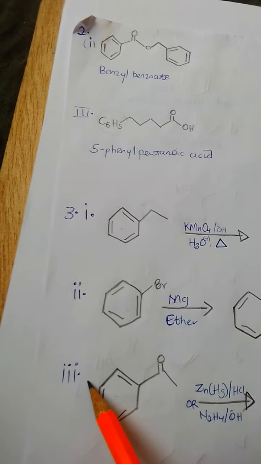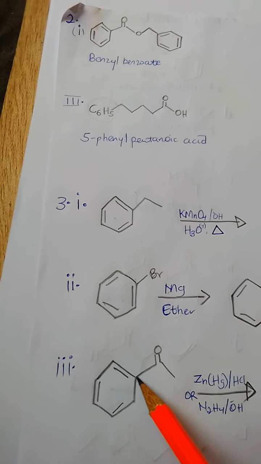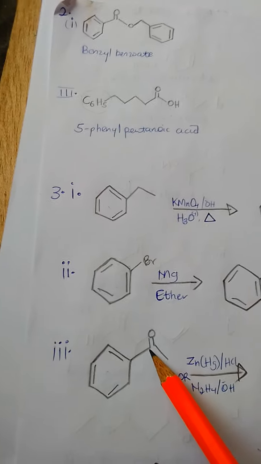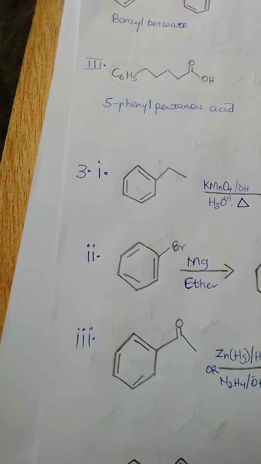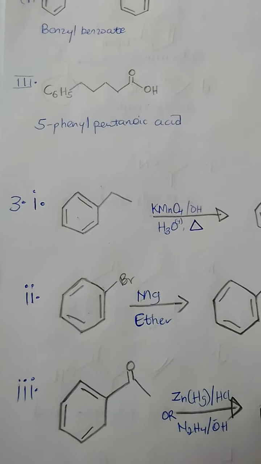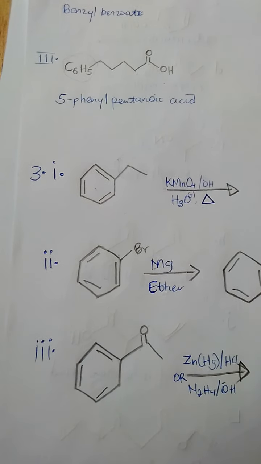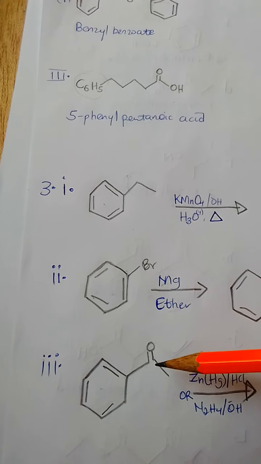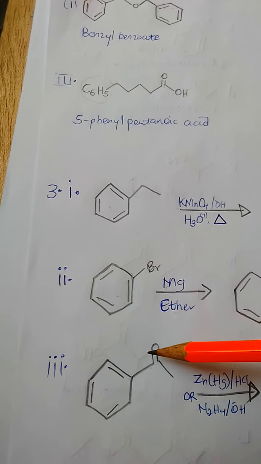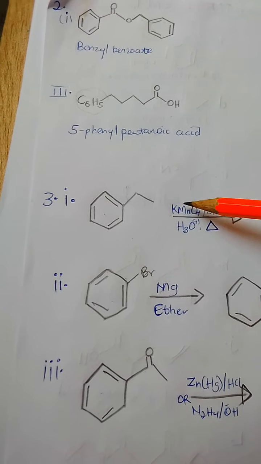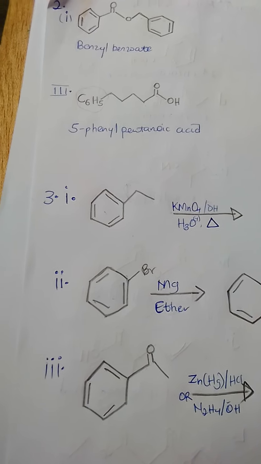Next, if you have a ketone group, you want to convert this one to carboxylic acid. Basically, ketones are not oxidized. If it was to be an aldehyde, you can easily use an oxidizing agent to convert it to carboxylic acid. But ketones are not oxidized, so you have to convert the ketone to an alkyl group like this one. Then you use this reagent to convert it to carboxylic acid.